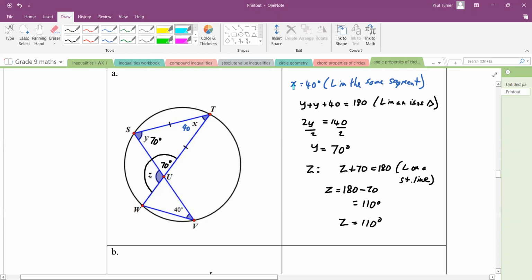So to recap, X will be 40 degrees, that's here. Y is 70, the base angles of this triangle. And then we use that 70 to find Z, which is here. So we could write that in as 110 degrees.